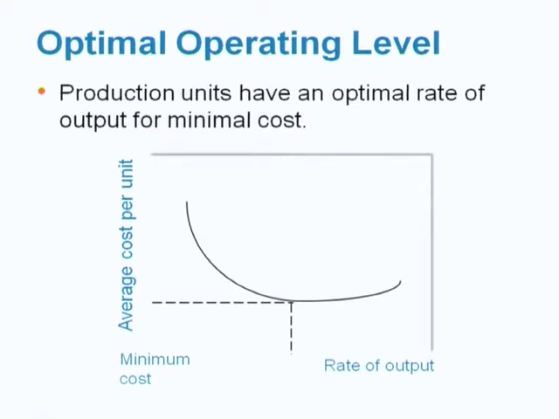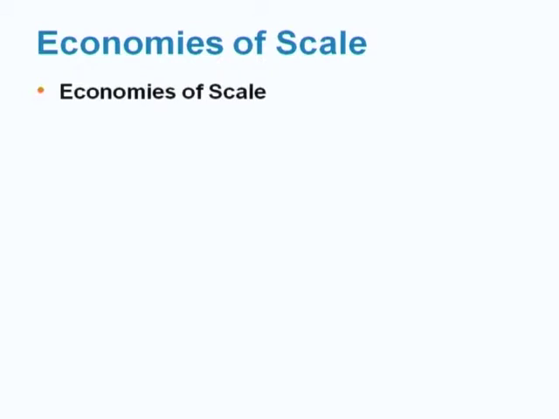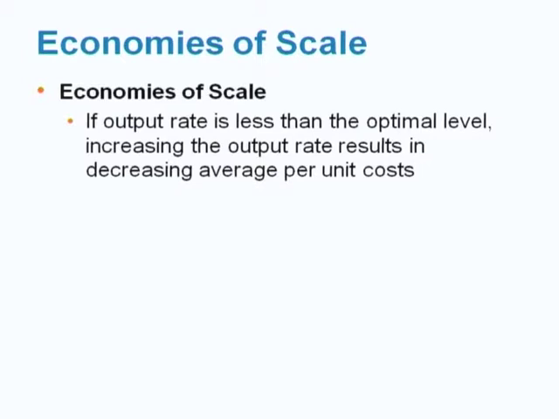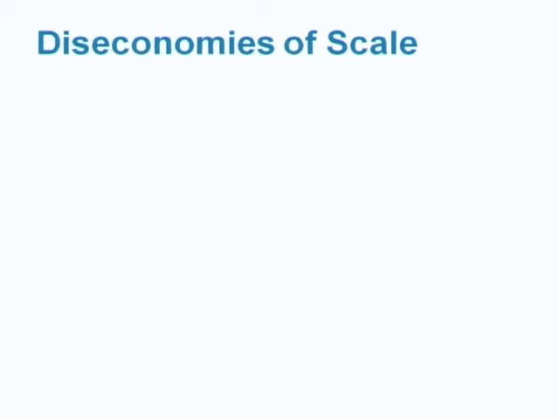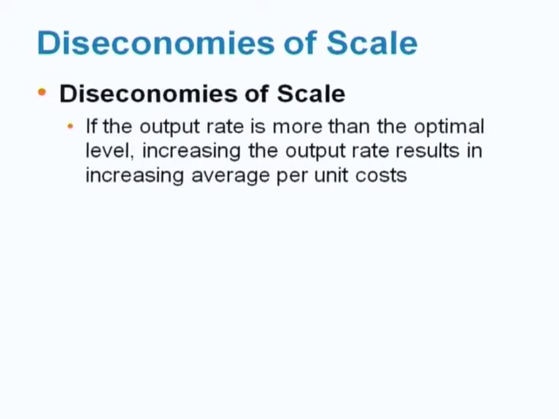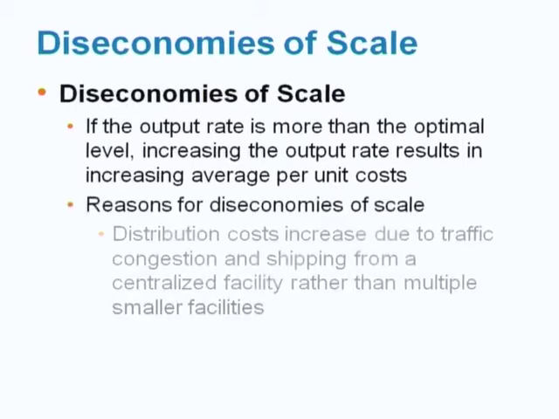And this concept can apply to economies of scale and diseconomies of scale. Economies of scale means if the output rate is less than the optimum level, when you increase the output rate, the average cost per unit will decrease. And another one is diseconomies of scale. It means if the output rate is more than the optimum level, when you increase the output rate or produce more, the average cost per unit is going to get higher.